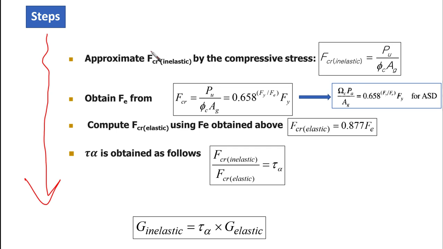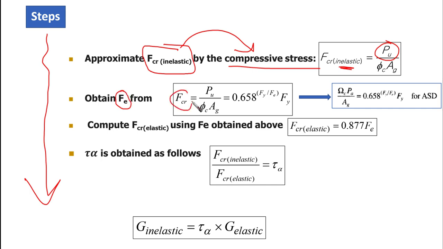First of all, approximate the inelastic buckling strength by the compression stress. That's the first step. So we're going to say Fcr inelastic equals Pu, if we're talking about LRFD, of course, over phi c times Ag. Then from this we are going to get Fe by saying Fcr equals Pu over phi c over Ag, times this approximation according to AISC.